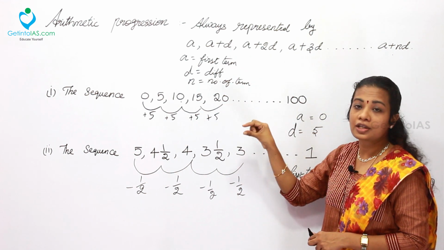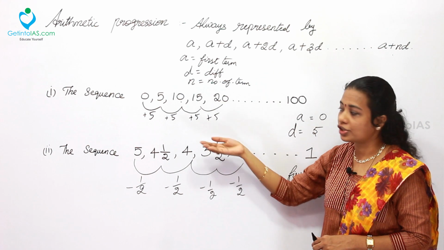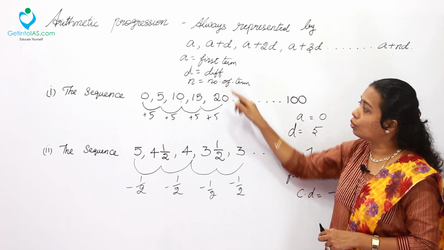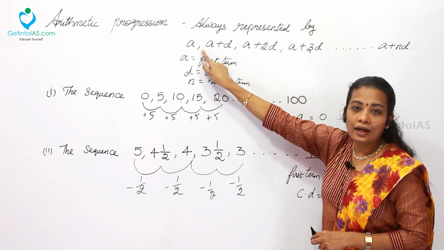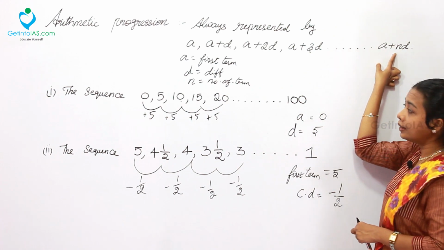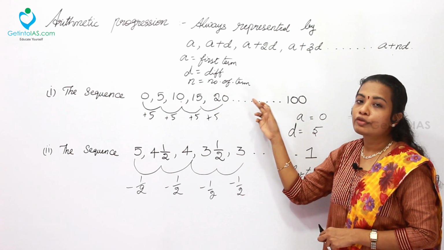If the given sequence is said to be an arithmetic progression, definitely it will have a common difference. Also, it will be in the pattern of A plus D, A plus 2D, A plus 3D up to A plus ND, where N is the number of the term.